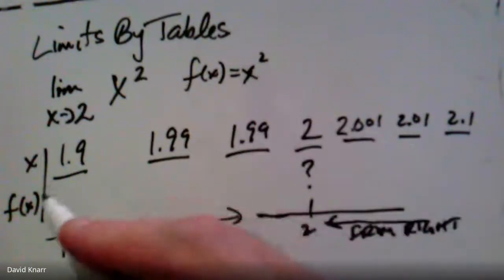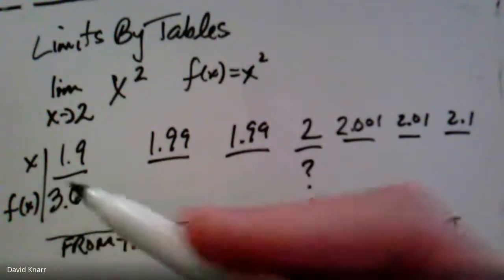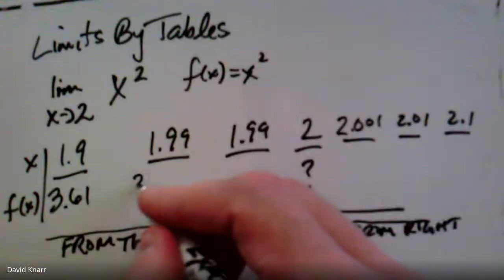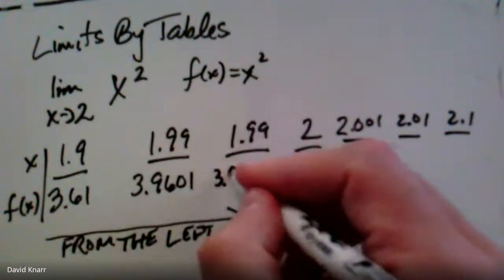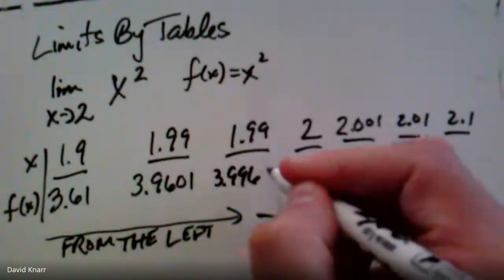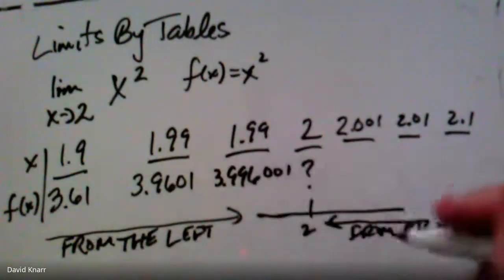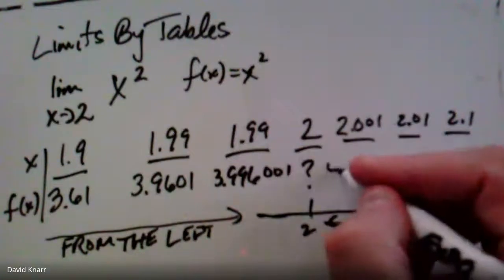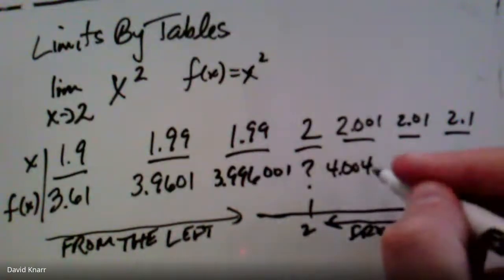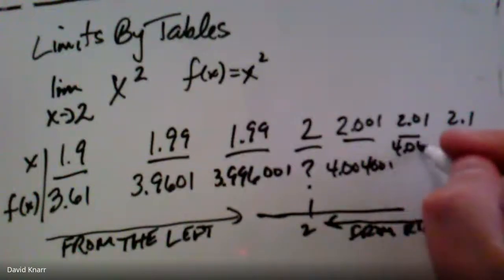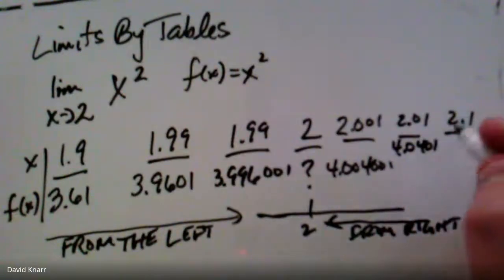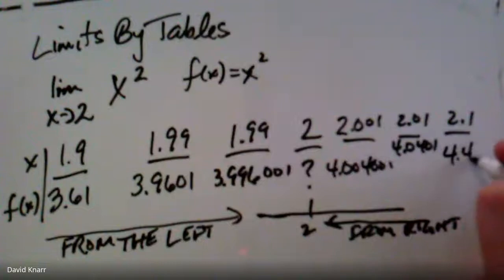All right, so let's just plug these numbers in. You can plug them in. I already did, just for the sake of time. All right, let me put down what answers we got. This one we don't know. Who knows what it is? That one's that. And then we have 4.0401. And then we have 4.41.